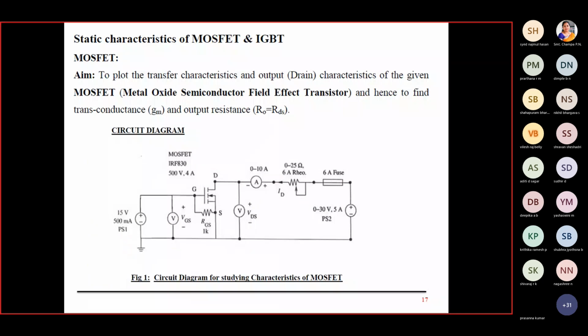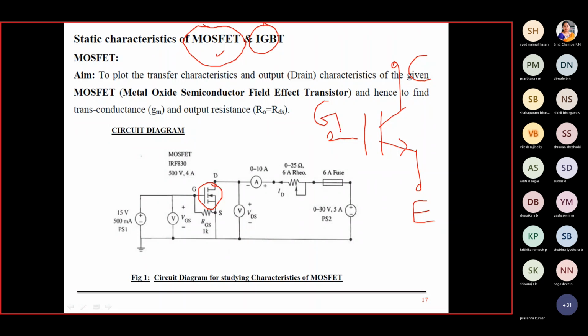Now we go to the second experiment, static characteristics of the MOSFET and the IGBT. Here, if you understood the MOSFET experiment conduction, IGBT will be similar, and the circuit will be the same. I replace the MOSFET with the IGBT, that's all. The symbol for IGBT will be something like this. This is my IGBT. In an IGBT, the power terminal is the collector, the common terminal is the emitter, and the control terminal is the gate.